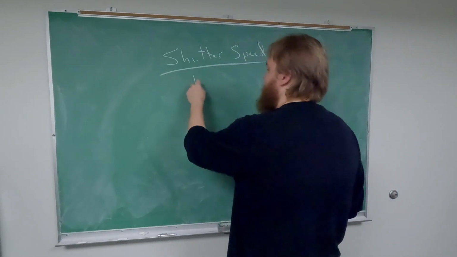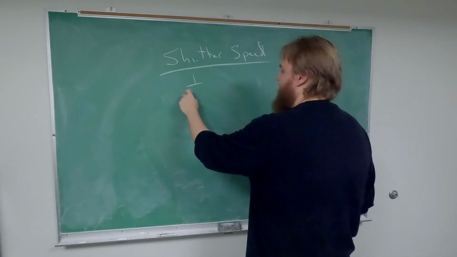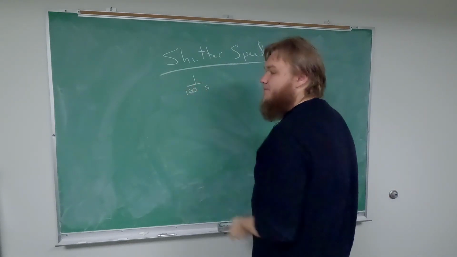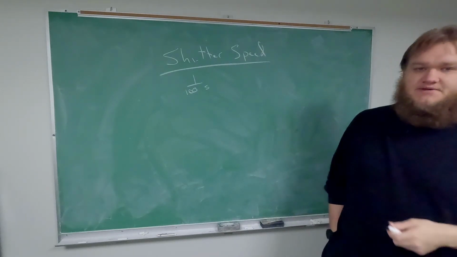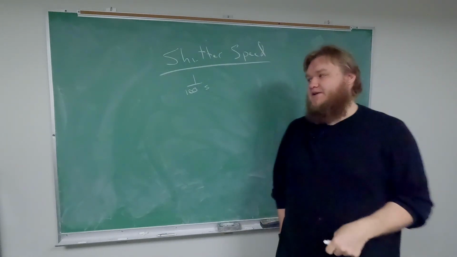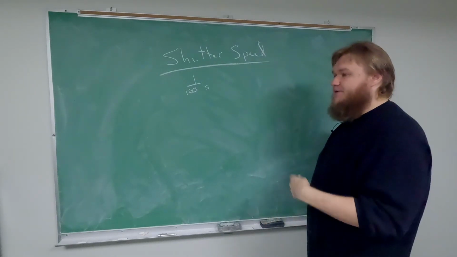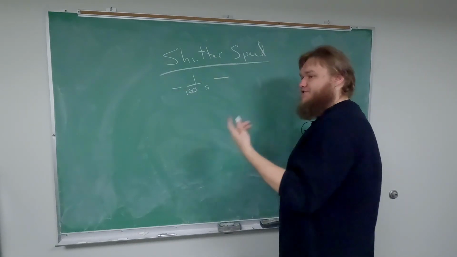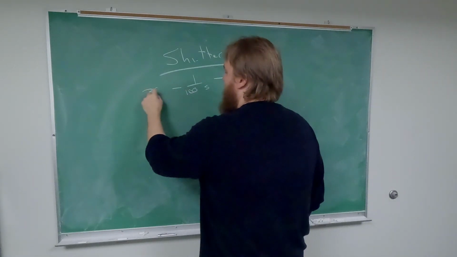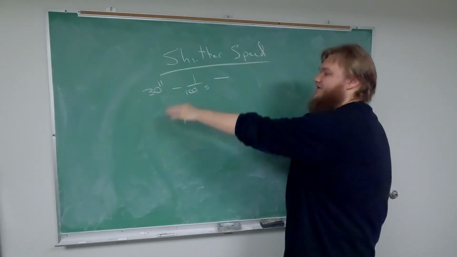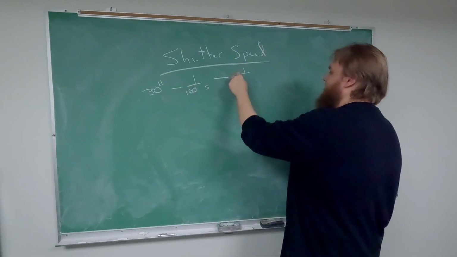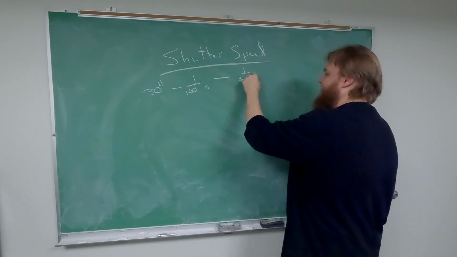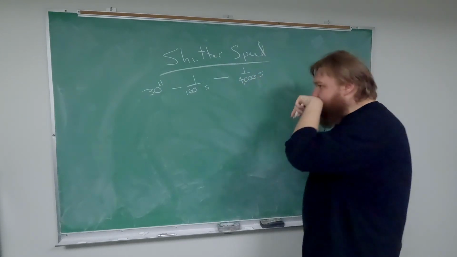So typically shutter speed is going to be 1 over some number, let's say 100, and it's measured in fractions of a second. Now, cameras will typically have a range of shutter speeds. So often you will find 30 seconds at the high end and something like a 4,000th of a second at the low end.